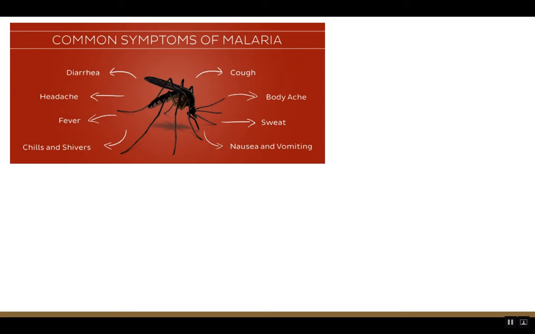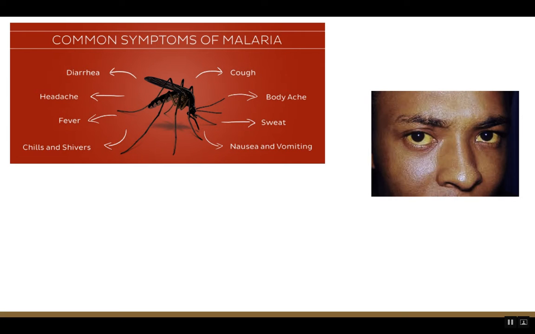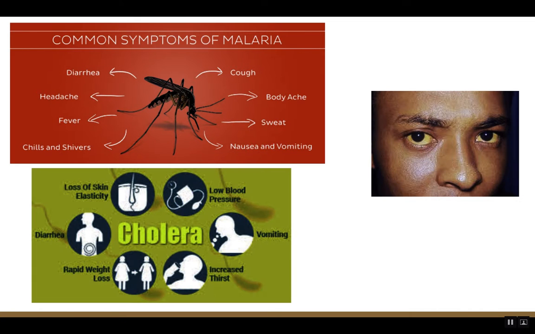Now, if you compare those symptoms to the symptoms yellow fever has, there are some similarities between them, as well as important differences. For example, you may have nausea and vomiting, but in this case, it will be accompanied by bleeding, yellow skin, and yellow eyes. Let's also take a look at cholera. There's vomiting, there's diarrhea, but we also have the increase of thirst, rapid weight loss, and low blood pressure. It is important to recognize the differences between each disease and what it causes.